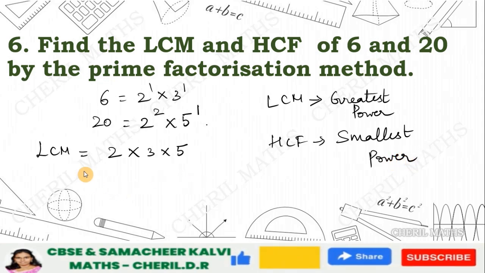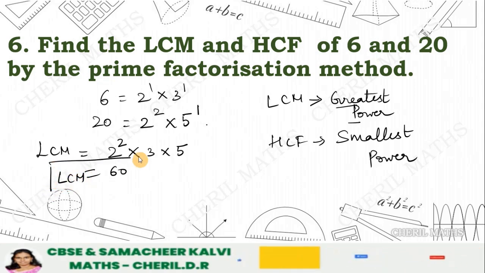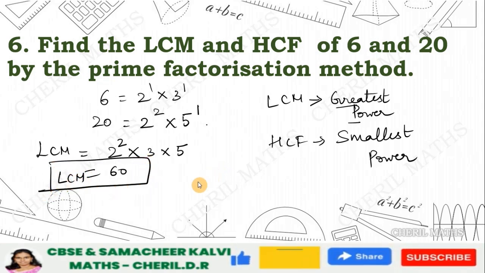So what will you get here? 2 into 3 is going to be 6, 6 5s are 30. So this will be your 2 into 3 into 5. Here what is the greatest power? For 2 it is going to be 2. So it will be 2 2s are 4, 4 3s are 12, 12 5s are 60. So your LCM is 60. Is it clear? Now for the HCF.